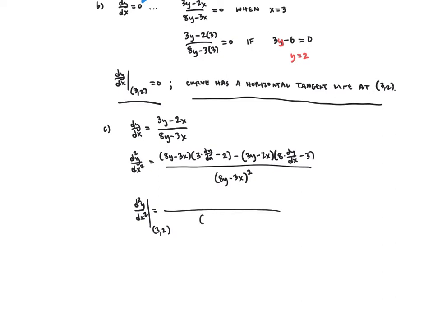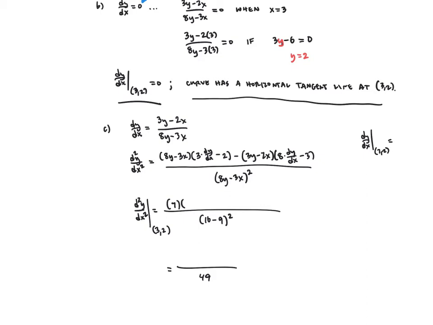So I'm going to take 8y. Well, 8 times 2 is 16. 16 minus 3 times 3 is 9, so that'll be 7 squared. Okay, so I'll get all of this over 49. 8y, again, is going to be minus 3x. It's going to be the exact same, so that'll be 7, times 3 times dy dx. Well, we've got to find dy dx at the point 3, 2.